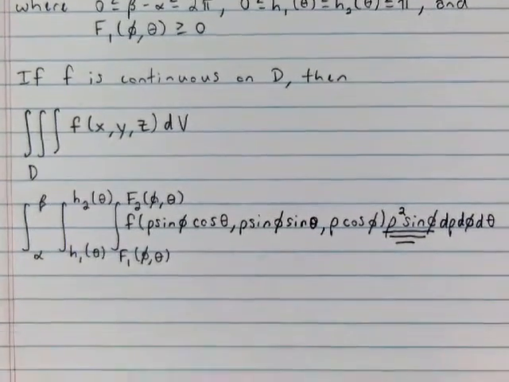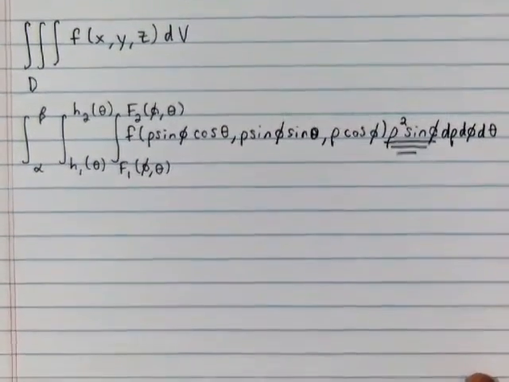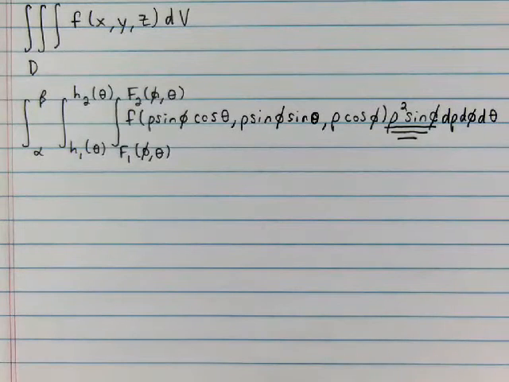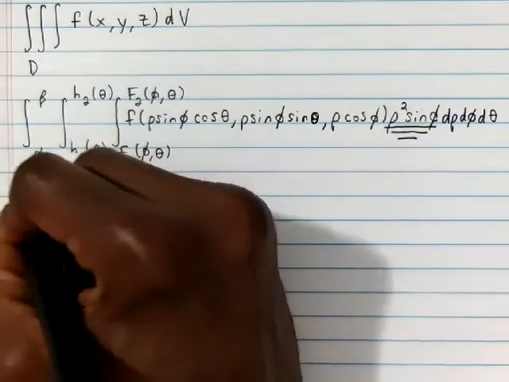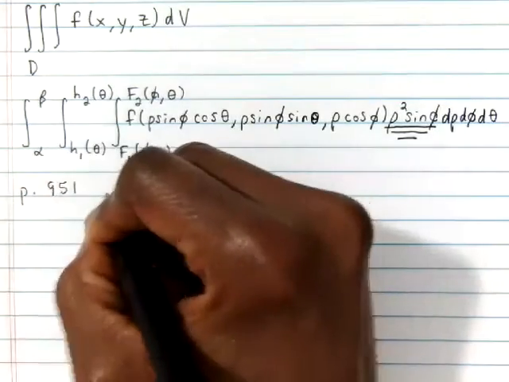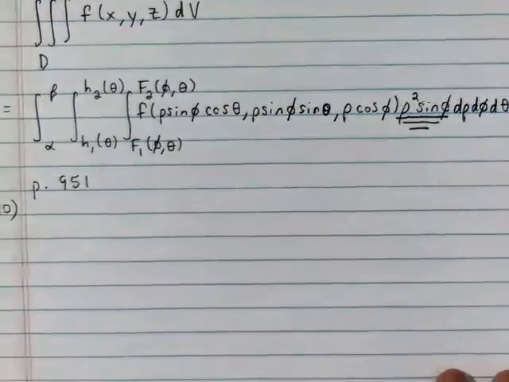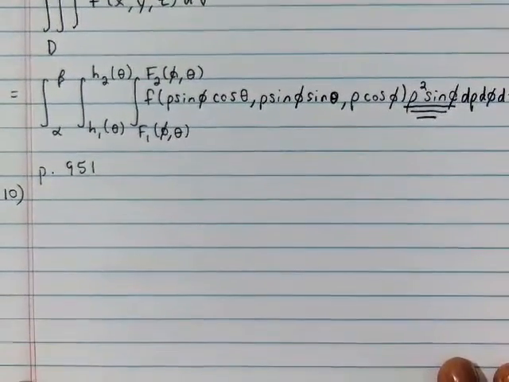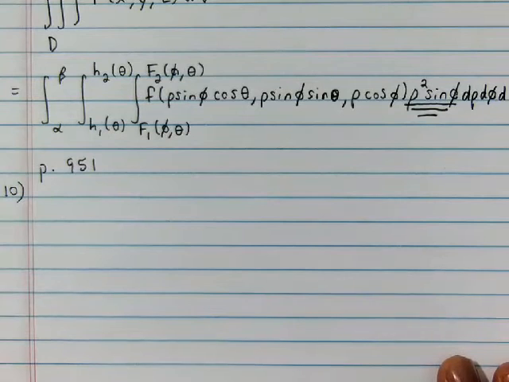So now let's actually go through and do an example. We're going to look at number 10 on page 951 in your textbook. When you do a triple integral in spherical coordinates, in the past we've sketched the two-dimensional region in the XY plane, like if we projected our three-dimensional region down into the XY plane. You rarely need to do that for spherical coordinates. Sometimes you might have to sketch your three-dimensional region, but oftentimes you won't even have to do that.